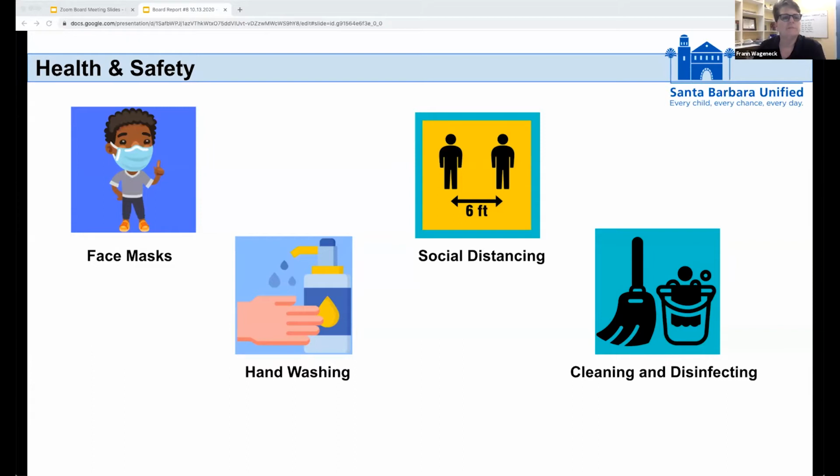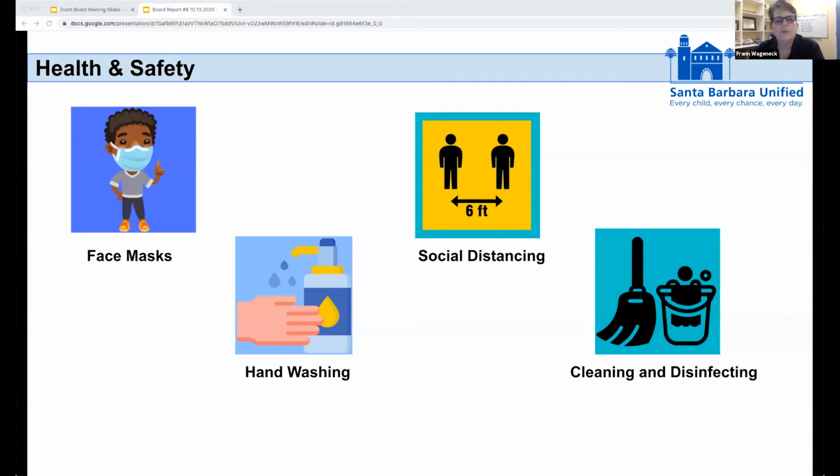Hand washing. Portable hand washing stations, as you saw in the video, have been acquired for all school sites. There will be schedules and processes for hand washings established at each school site.